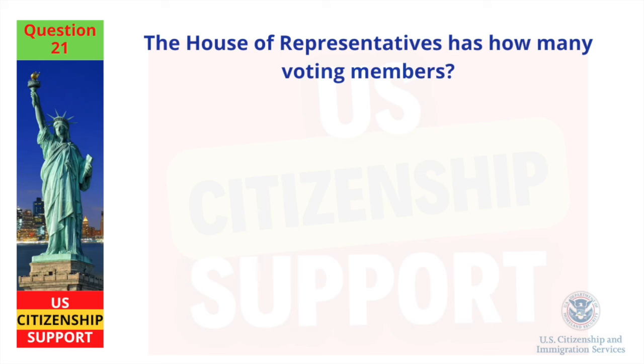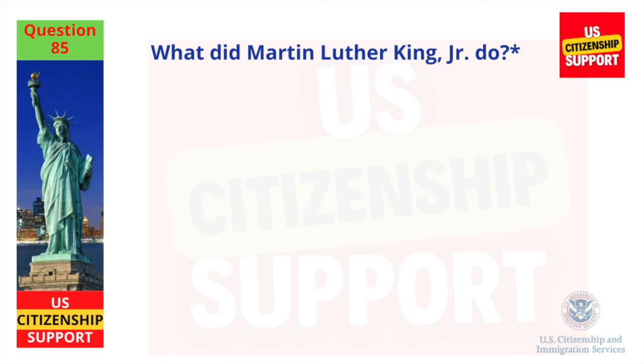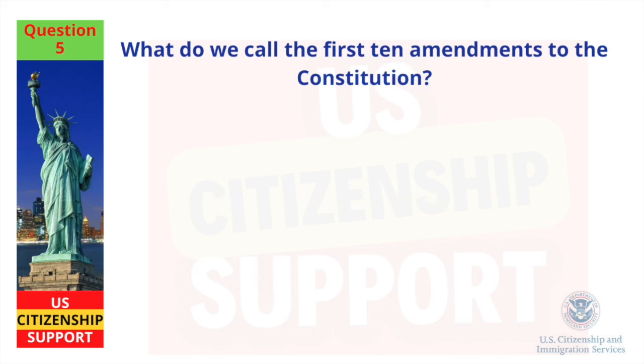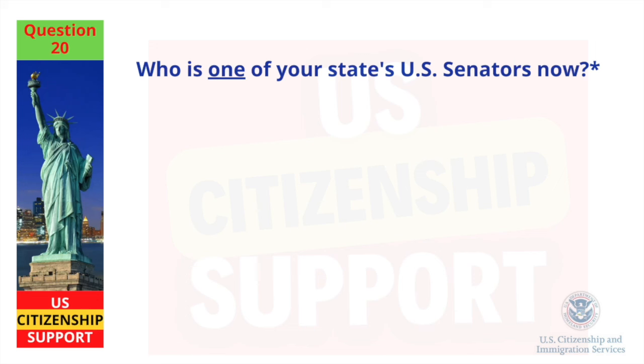The House of Representatives has how many voting members? 435. What did Martin Luther King Jr. do? Fought for civil rights. What do we call the first 10 amendments to the Constitution? The Bill of Rights. Who is one of your state's U.S. senators now?